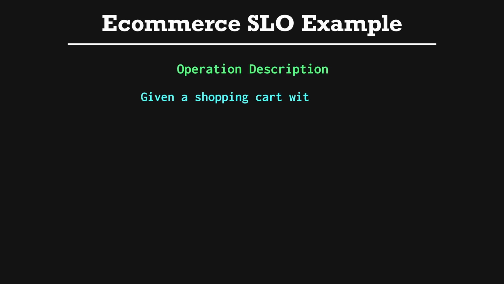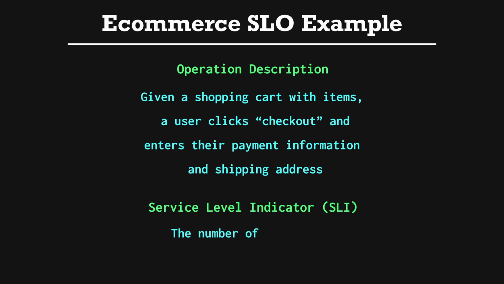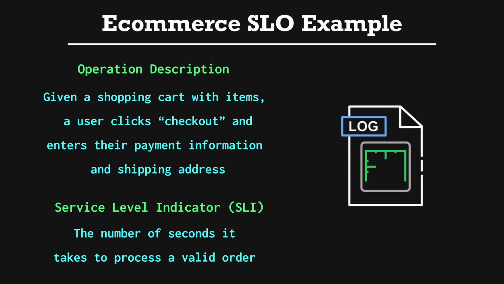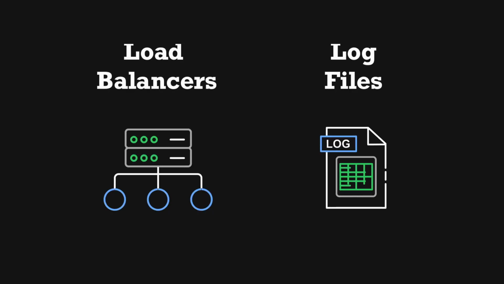Given a shopping cart with items, a user clicks checkout, enters their payment information and shipping address. Remember, the SLI is the number of seconds it takes to process a valid order. We'll implement this SLI using data that's available from our log files. There are many other ways to get SLI data, like from load balancers, but for this example, log files are the easiest to explain and understand.